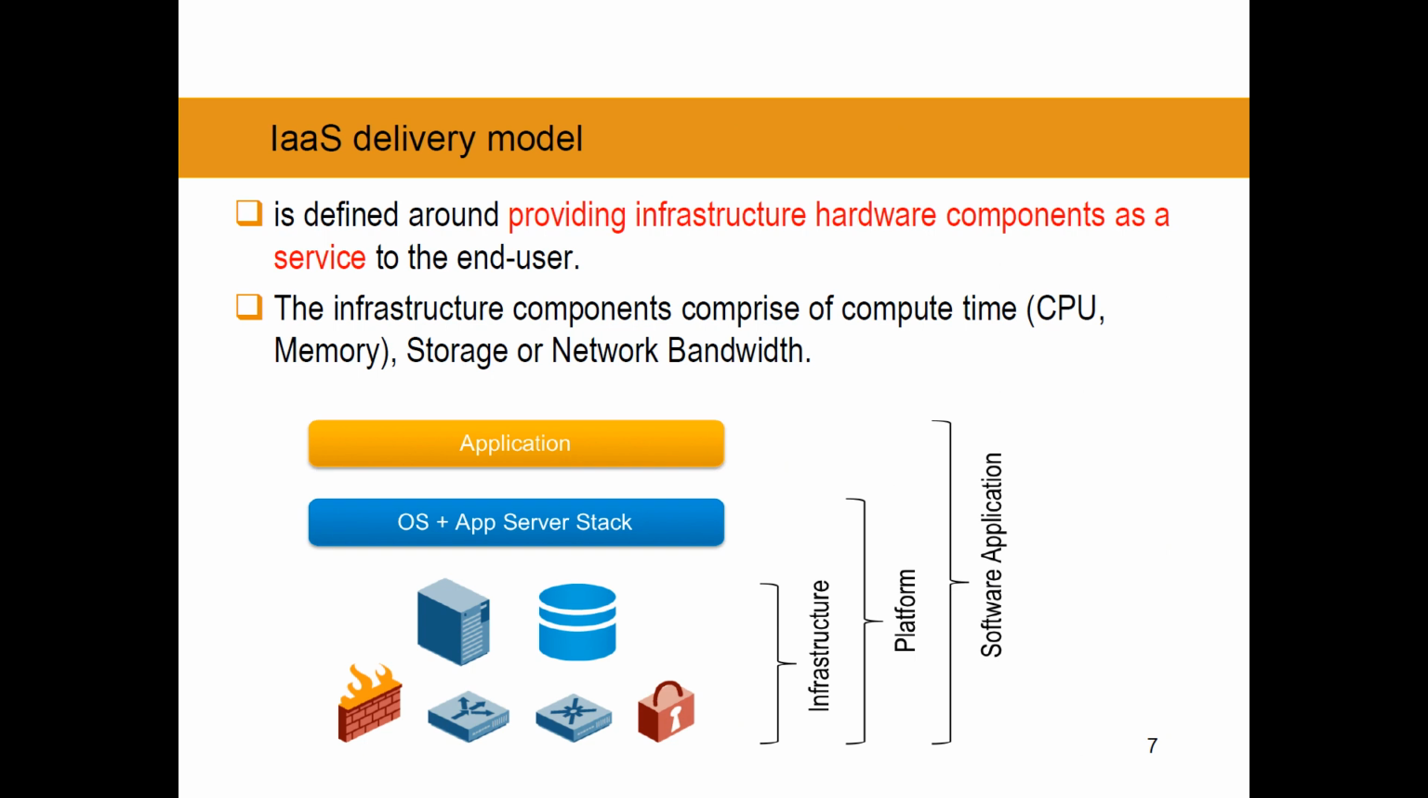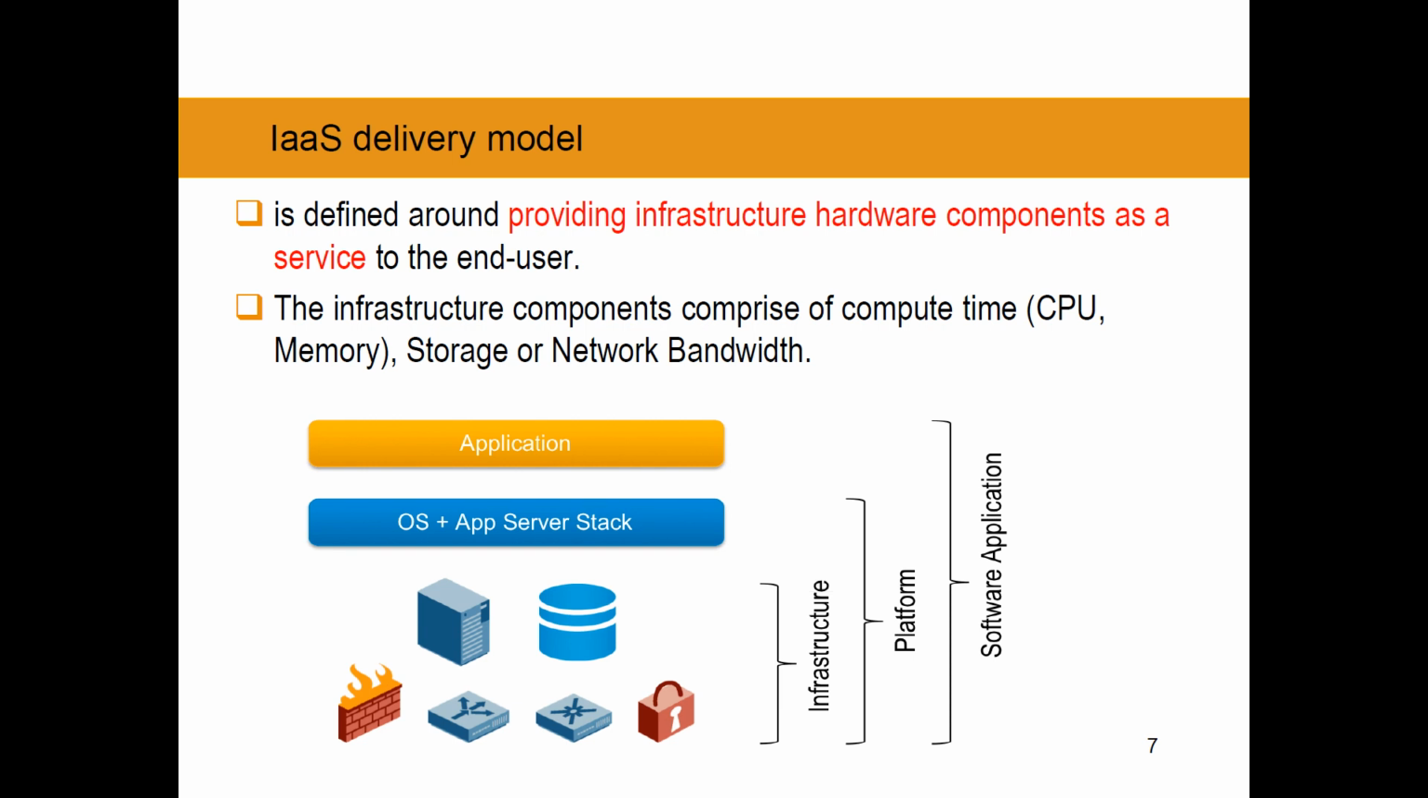In IaaS, infrastructure as a service is defined around providing infrastructure hardware components as a service to the end user. Normally, when we talk about the hardware component, the compute node, it consists of CPU, memory, and storage. And then there is also network, right? Network bandwidth. Three main components in a data center: compute, mainly CPU and memory, storage, and also network, right? These are the three main infrastructure components.